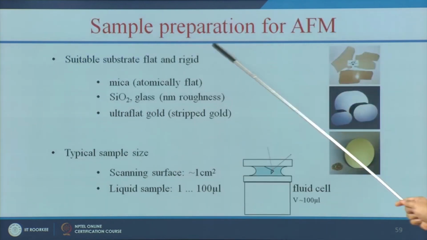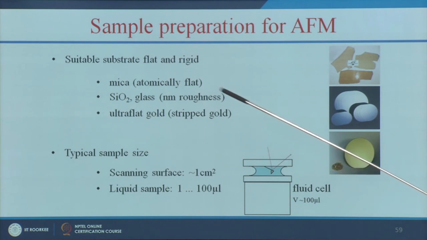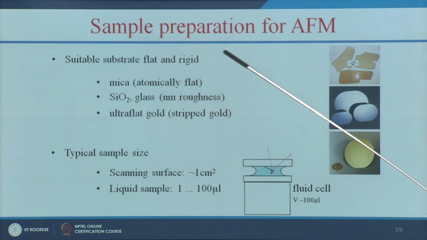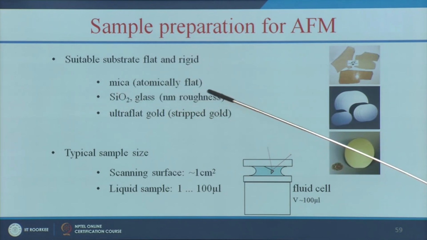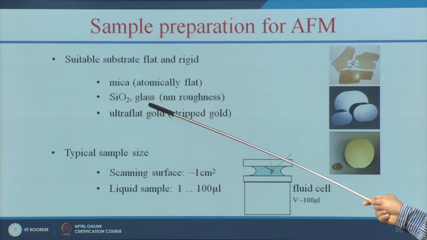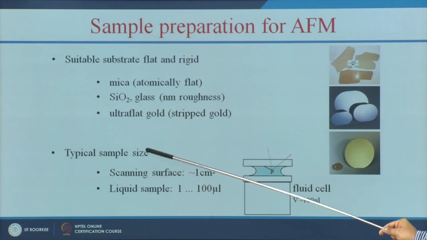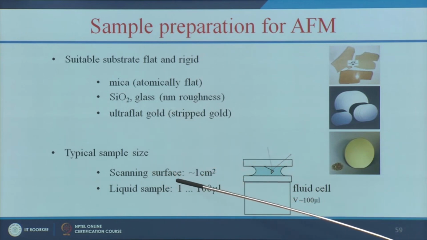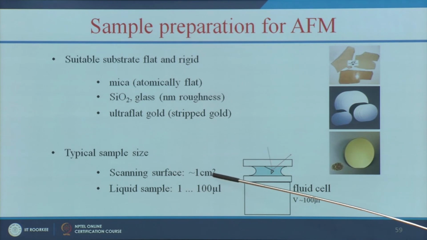And how do you prepare the sample for the AFM? So, you need a completely flat and rigid surface. So, we can use the mica which is atomically flat surface, and also you can use SiO2 glass, okay, and the typical sample size can be like 1 centimeter square, or for liquid sample it should be between 1 microliter to 100 microliter.